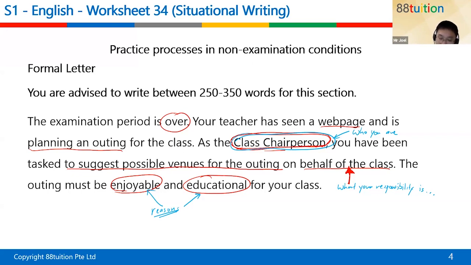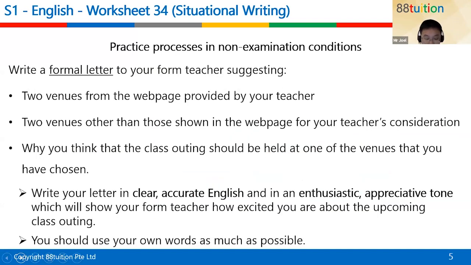Most of the information there might not be relevant, but if you miss that one tiny bit of information, your entire writing is gone. And remember, in secondary school, your situational writing is exactly the same mark weightage as your composition. It's 30 marks. Don't take this lightly. So this is what you need to do.